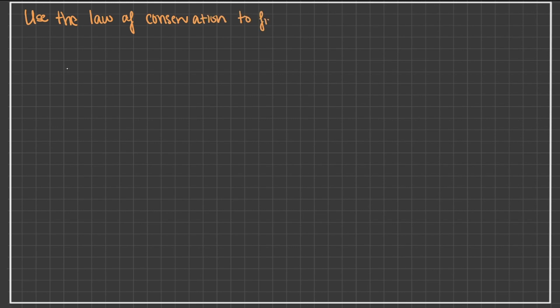Now we're going to go through a couple of practice problems and show how we can use the law of conservation of mass to find unknowns in our reactions. With the following, we are going to use the law in order to figure out the missing information. I've already balanced all these equations, so the only thing you really need to worry about is the law of conservation of mass.